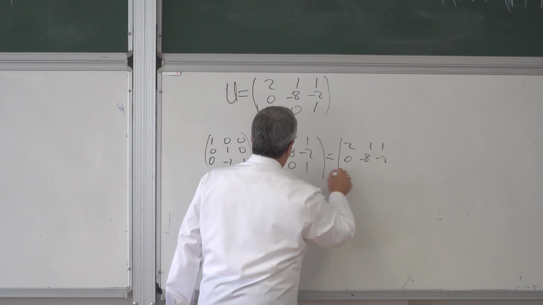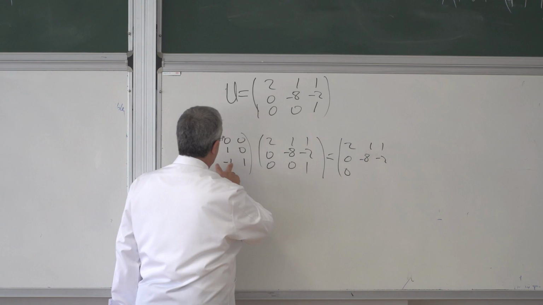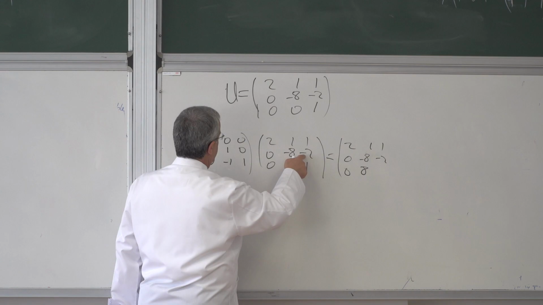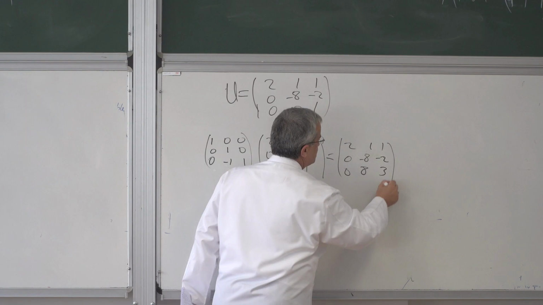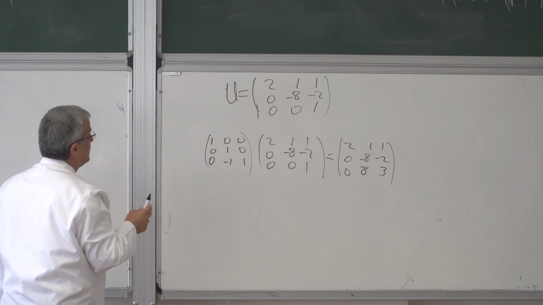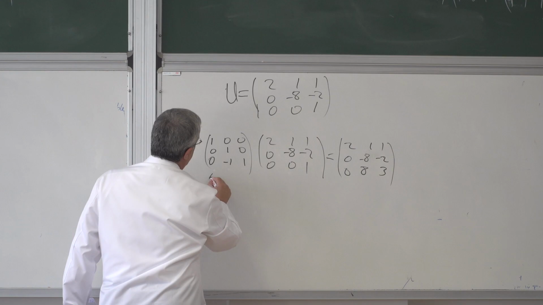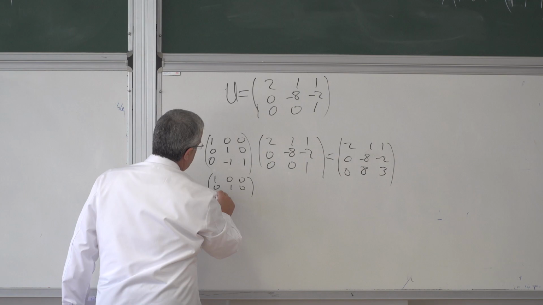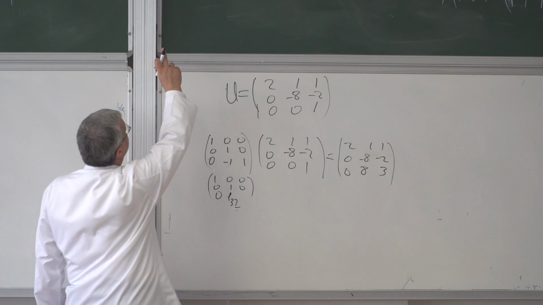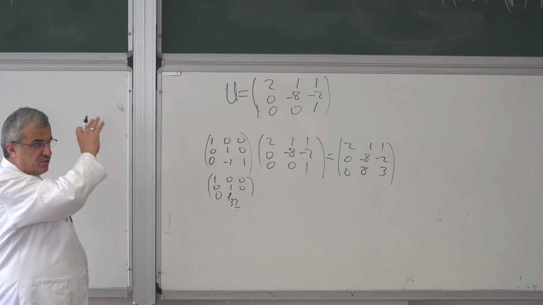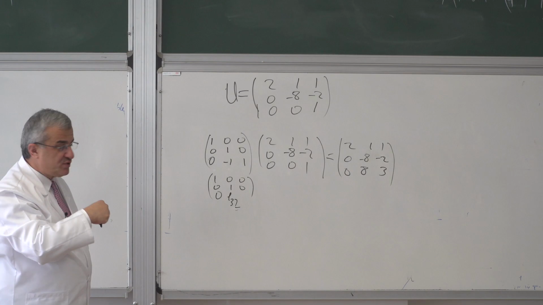So this is 0. This is 8. And this is plus, this is 3. So we went back there, okay? So this is the multiplier, minus of the multiplier. So let me write this in terms of symbols. 0, 1, 0, 0. What is this? L32. What did I use there? It was minus L32, right? So that was the confusion, okay? Minus L32. When you are doing forward elimination, minus of the multiplier comes into the matrix that you multiply with.